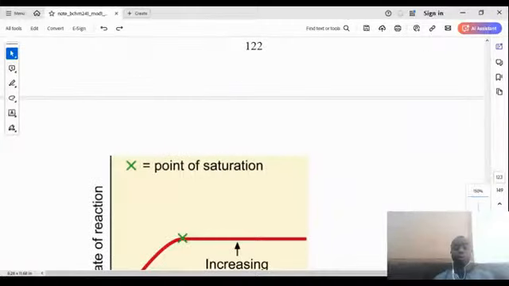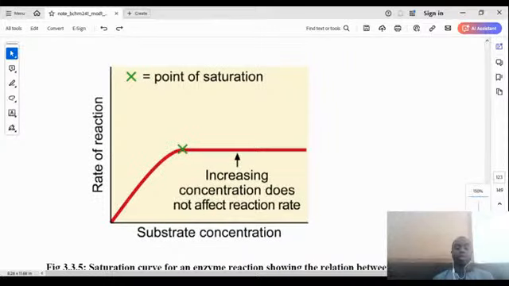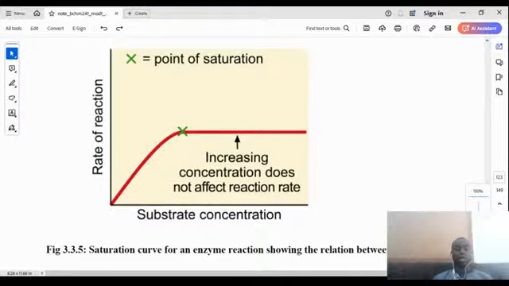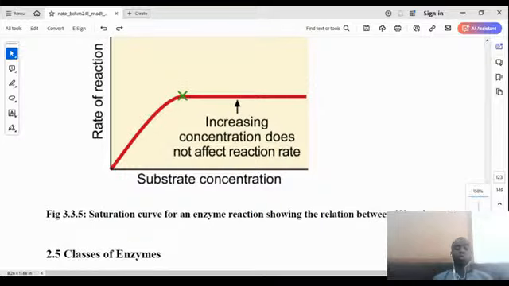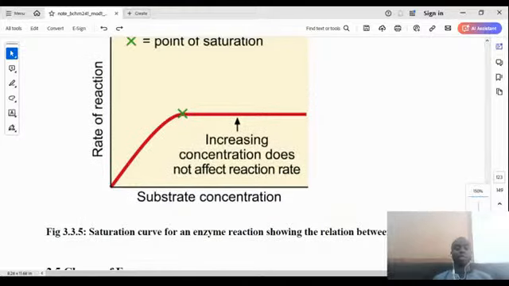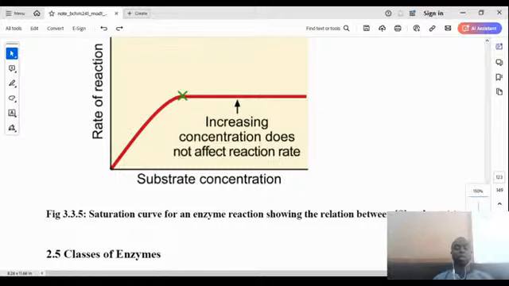Let's look at this chart that explains the rate of reaction versus substrate concentration. You have rate of reaction plotted on the y-axis, and substrate concentration on the x-axis. You reach a point X, which we call the point of saturation, whereby an increase in the substrate concentration does not really affect the reaction rate. So we have this figure as the saturation curve for an enzyme reaction, showing the relation between substrate concentration and rate of enzyme-catalyzed reaction.